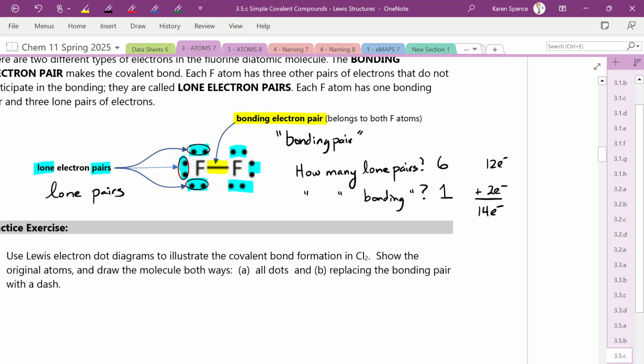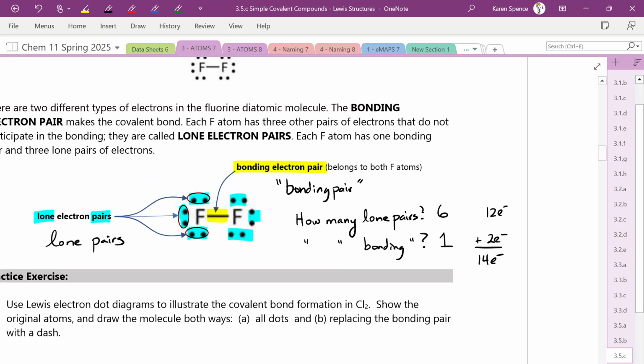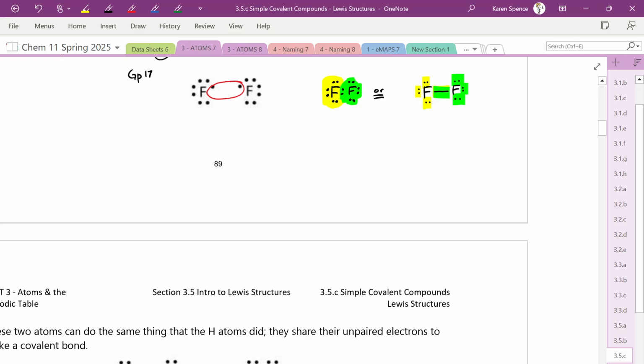Yes? What about molecular compounds that are like, I don't know, carbon dioxide, for example? We'll get there. Okay. We're doing the simple ones. Okay? Simple.